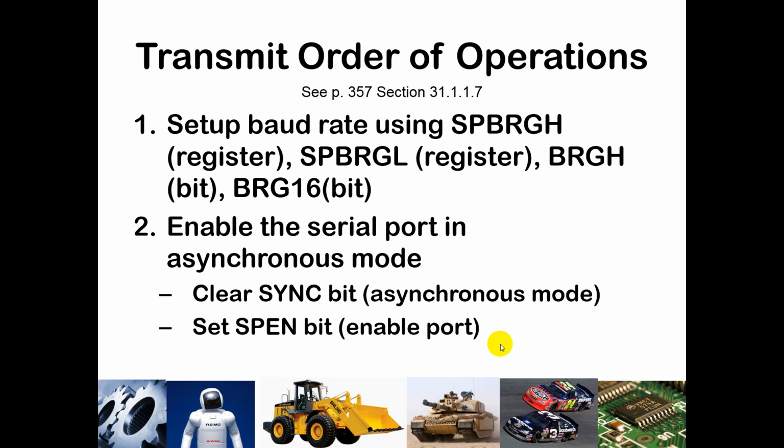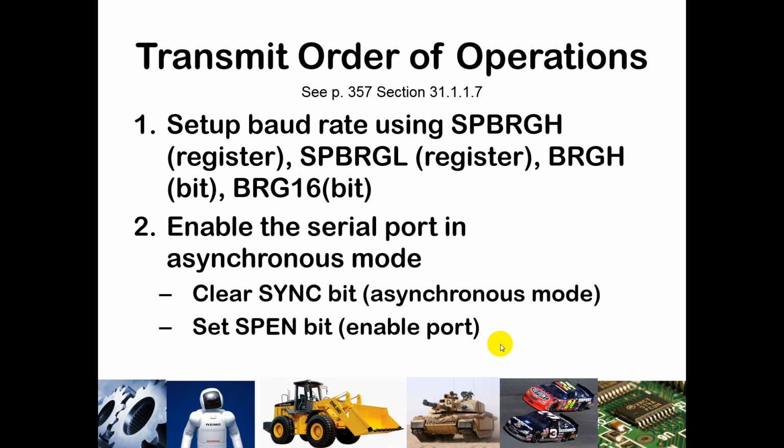So the order of operations, you can find a nice itemized list on page 357, that is section 31.1.1.7 in your data sheet. This talks about how to set things up for transmission. So you will need to use the registers we discussed and the bits we discussed to set up the baud rate that you want. You will have to enable the serial port to be in asynchronous mode, and so in order to do that, you'll need to set SPEN and clear the SYNC bit.